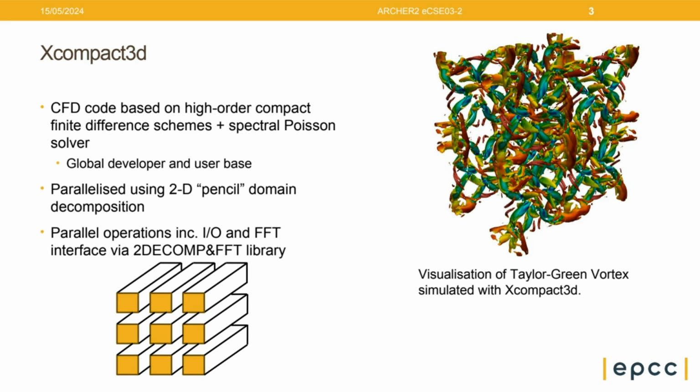This decomposition and associated communication is provided by the 2DECOMP&FFT library, which has been developed in parallel with Xcompact3D. In addition to providing these parallel operations, it also provides an interface to various FFT libraries and also parallel I/O, which is the focus of this work. Originally this was implemented in MPI I/O.